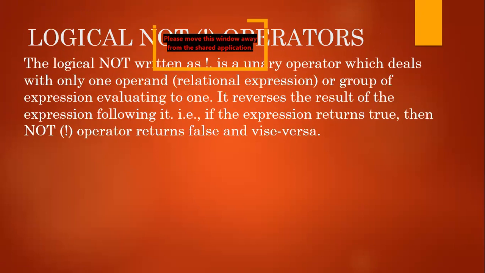Understand the difference between logical AND, logical OR, and logical NOT. Logical AND and OR are binary operators because they are used with two expressions. A is greater than B and B is greater than C, so we are using two expressions. The same is true with logical OR as well. But logical NOT is a unary operator. Unary operator means it deals with only one operand or one expression.